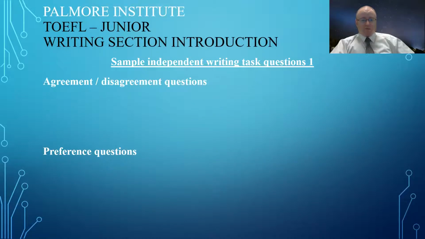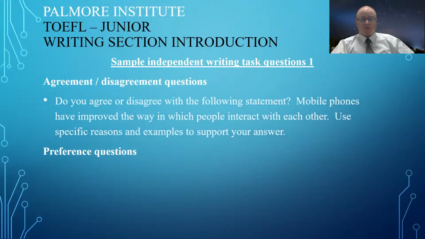And we have about 3 different types of writing task questions, or sometimes 4. But the 3 main ones, we have agreement or disagreement questions. For example, do you agree or disagree with the following statement? Mobile phones have improved the way in which people interact with each other. Use specific reasons and examples to support your answer. So that's what it might look like.